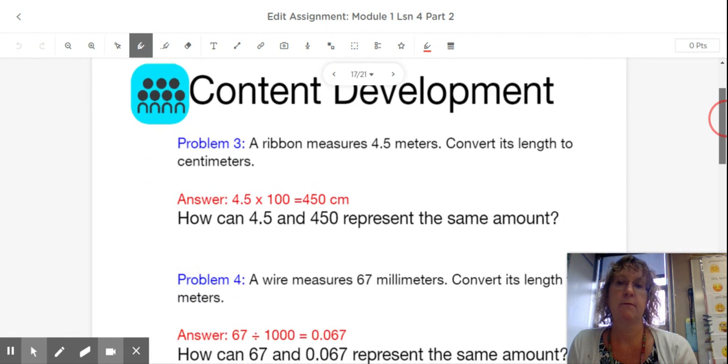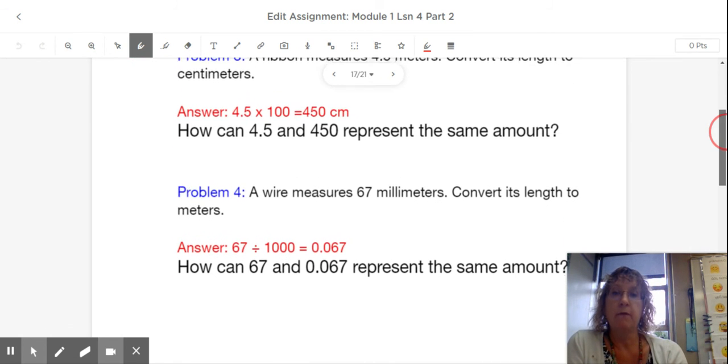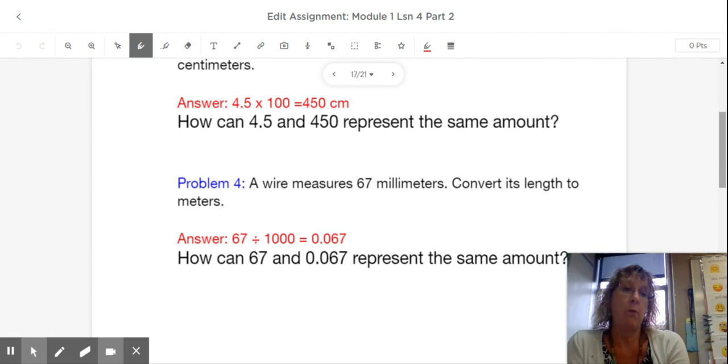All right, how can 4.5 and 450 represent the same amount? Well, it's the same length of ribbon. We're just renaming it, right? Same length of wire. We're just renaming what we call it. Okay?